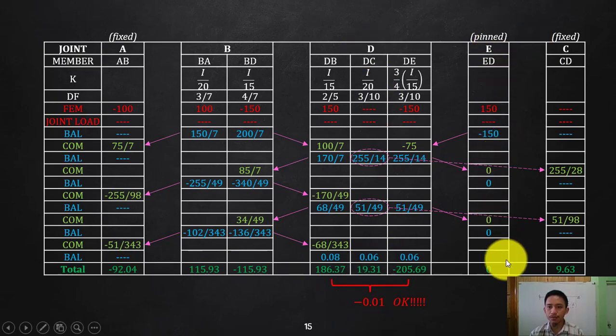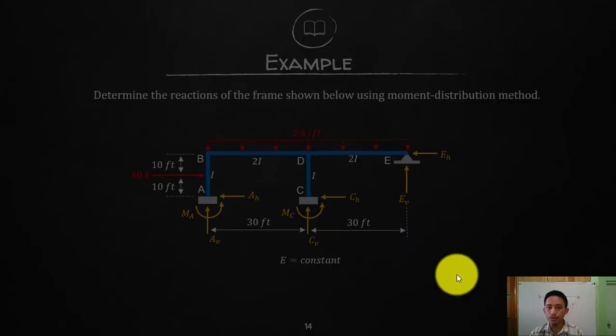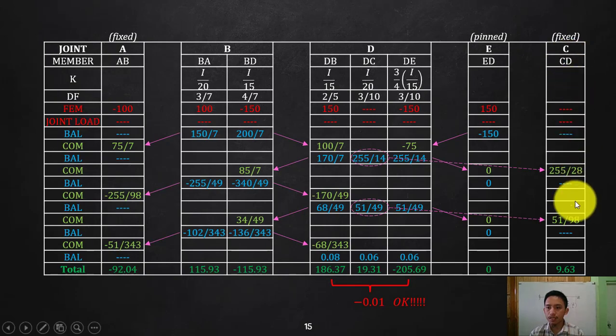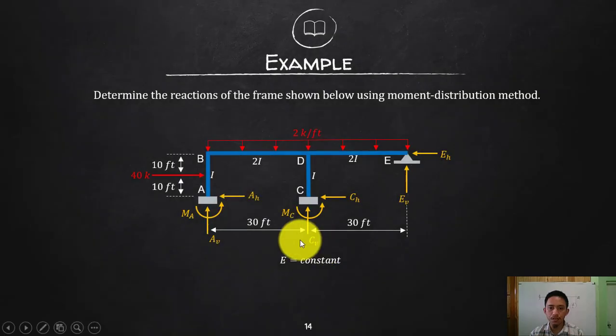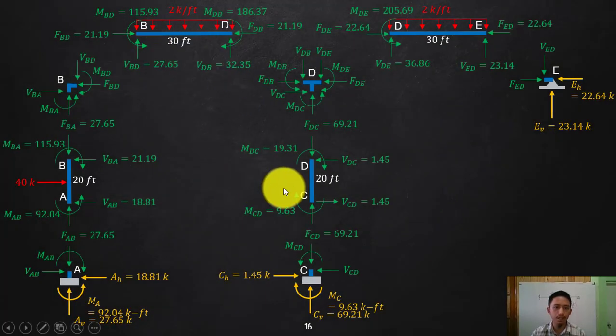And then E, summate, of course, 0. Why is it 0? Because E is not a fixed support. So that should be 0. So we're good. And then summate at C, that is 9.63, because that is fixed, so it will be carried. All you need to do is transfer. Again, it looks complicated, but this is as simple as writing your end moments and solving your shear.